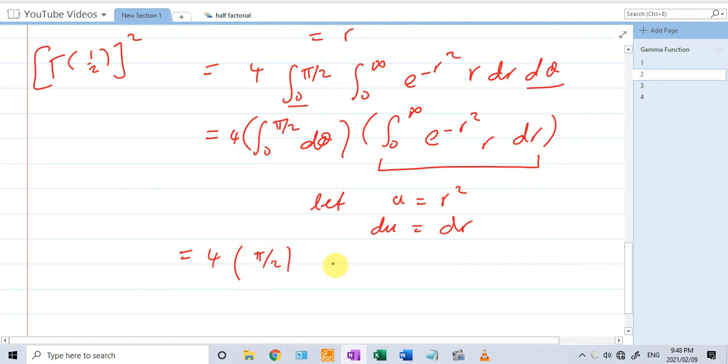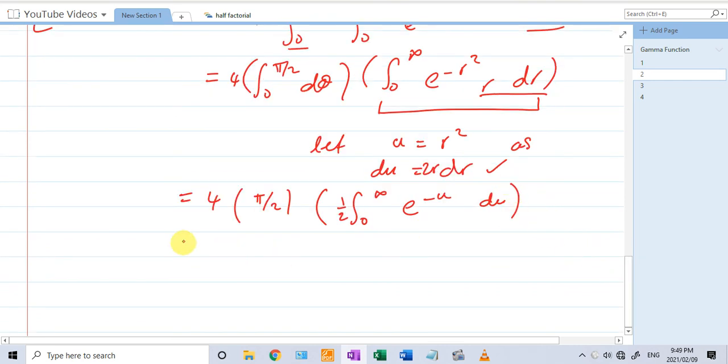into, now as r approaches 0, u also approaches 0, and as r approaches infinity, u also approaches infinity. So the boundaries do not change. So sorry, du is equal to 2r dr. So r dr is basically du over 2. So I'm done with this, and this is just e to the power negative u. Right, now solving this integral, what we have here is half times pi.